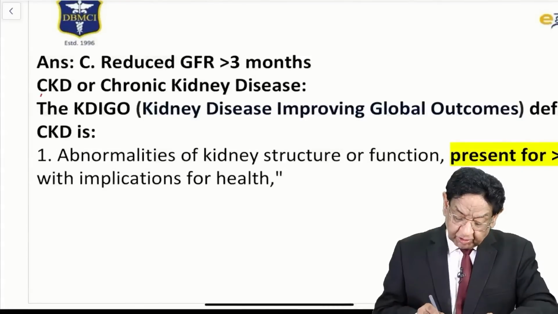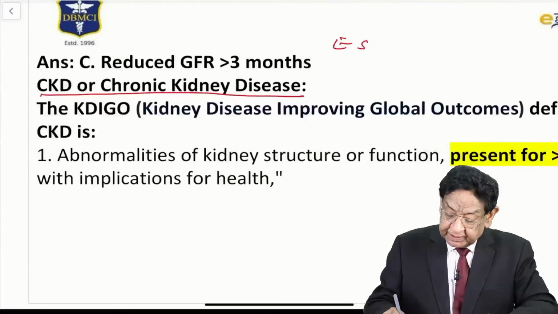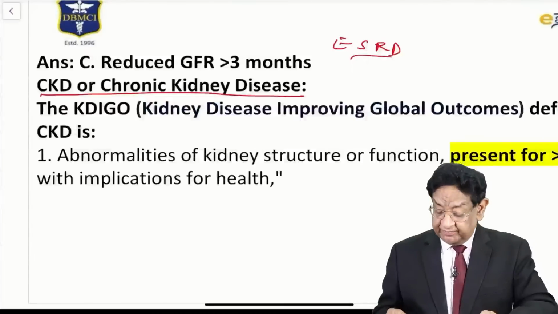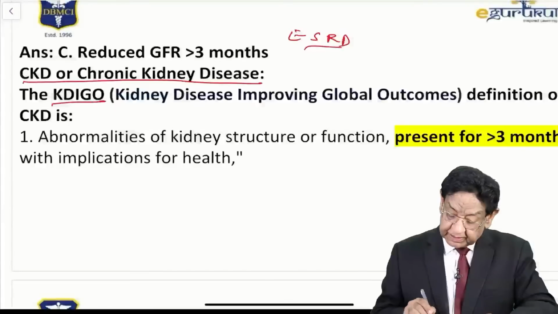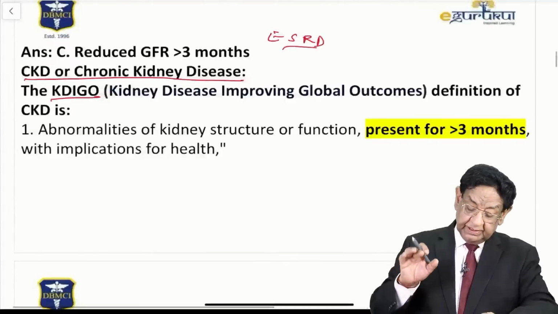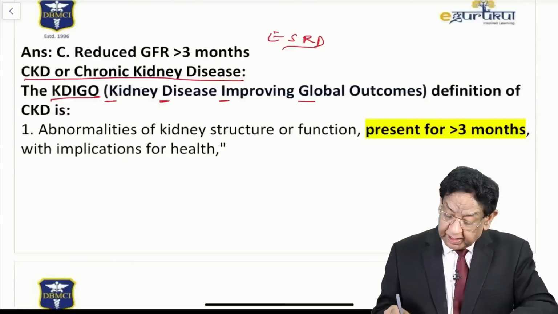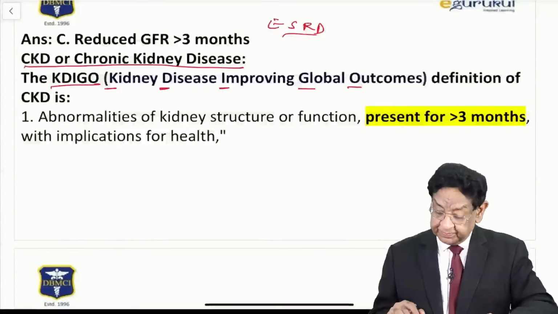So CKD or chronic kidney disease, or nowadays they call it end stage renal disease, all meaning the same. We have a so-called KDIGO classification. What is this? KDIGO stands for Kidney Disease Improving Global Outcomes. KDIGO is the short form.